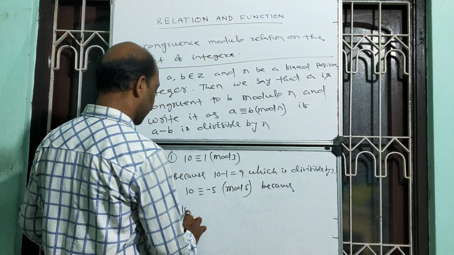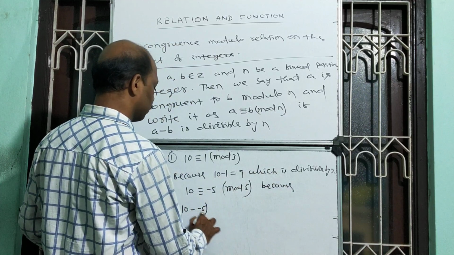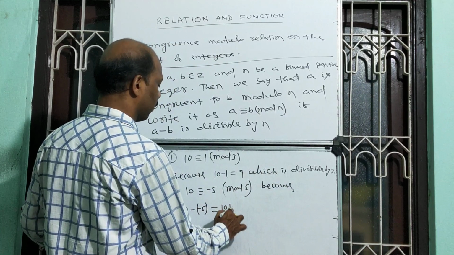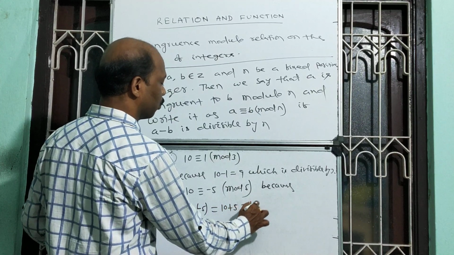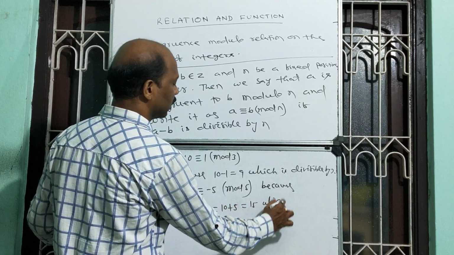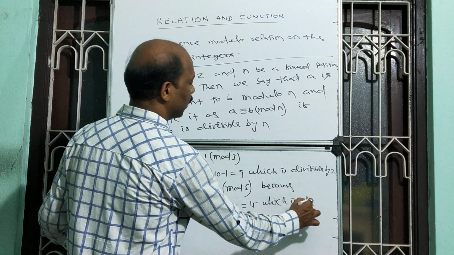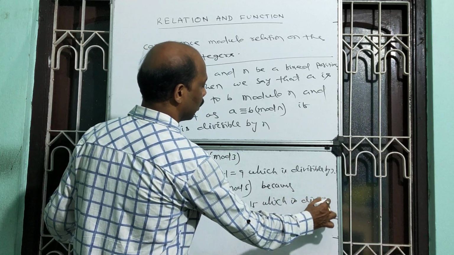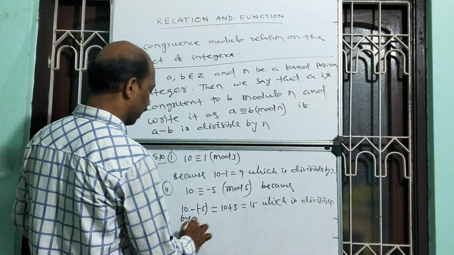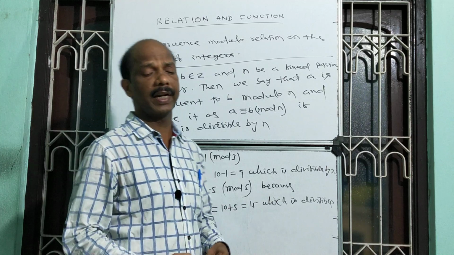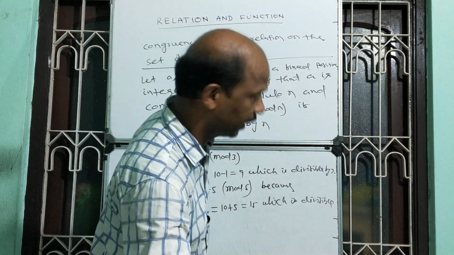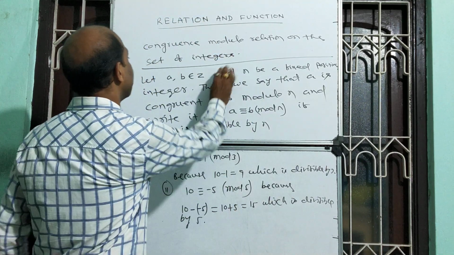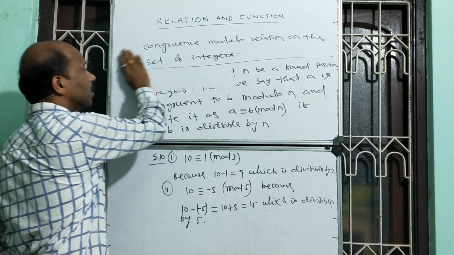because 10 minus of minus 5 is equal to 10 plus 5, which is equal to 15, which is divisible by 5. So 10 is congruent to minus 5 modulo 5. That is the concept of the congruence modulo relation on the set of integers.